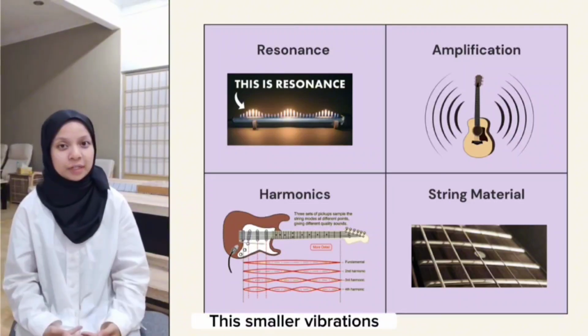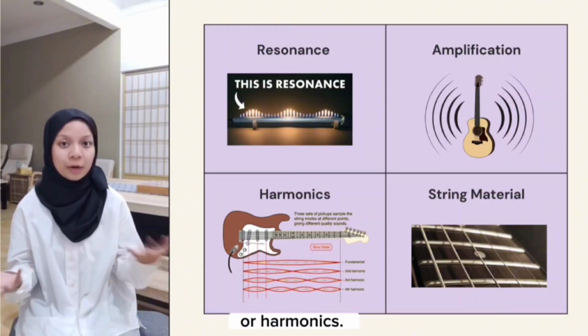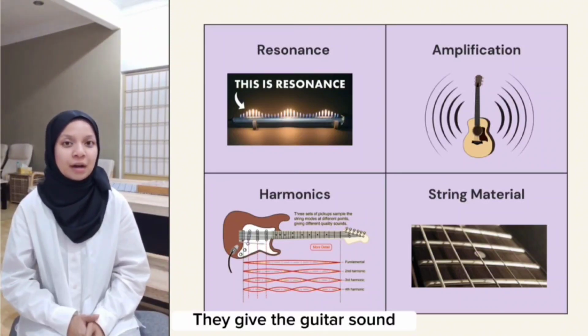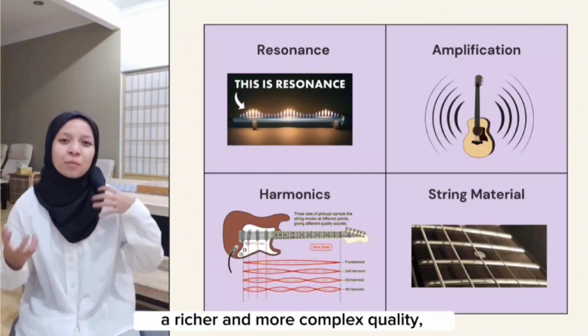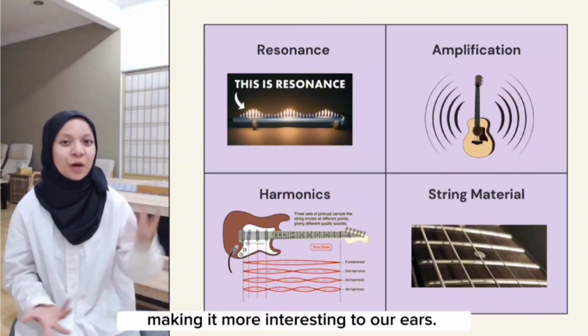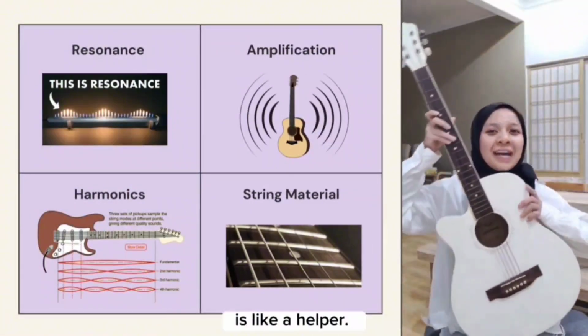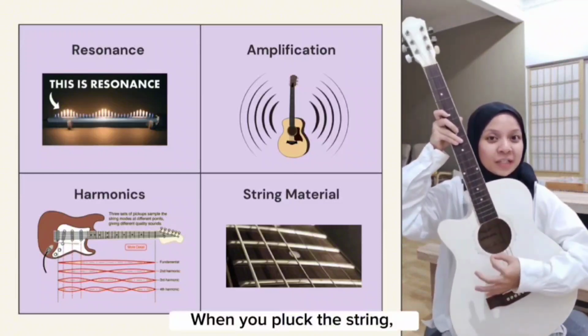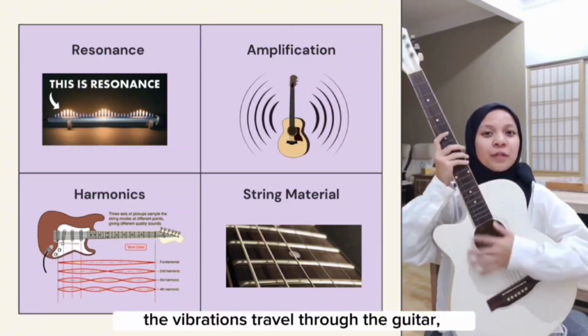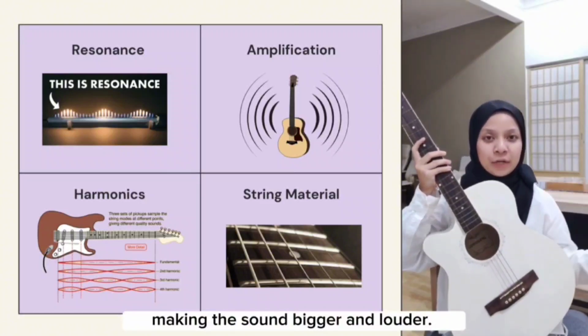These smaller vibrations create additional notes called overtones or harmonics. They give the guitar sound a richer and more complex quality, making it more interesting to our ears. Meanwhile, the guitar body is like a helper. When you pluck the string, the vibrations travel through the guitar, making the sound bigger and louder.